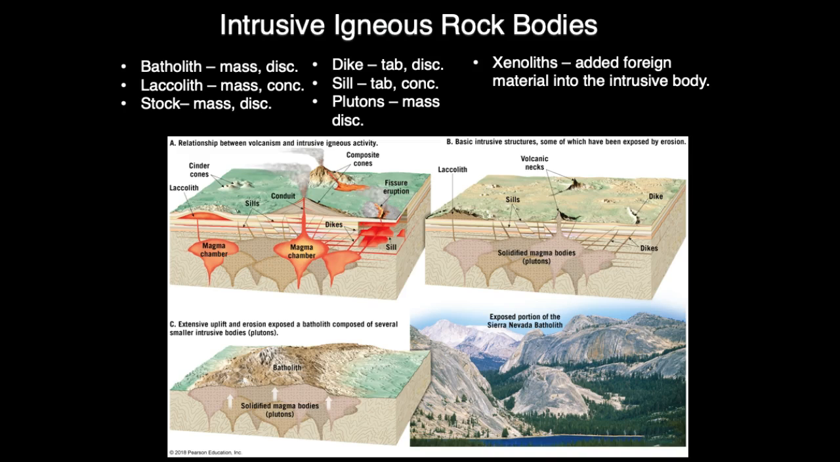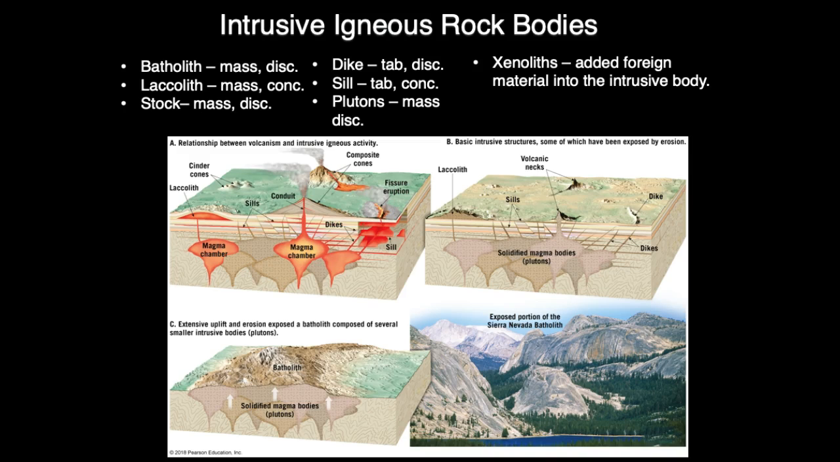But it may be complicated to reconstruct the history that brought those events to be, from the formation of those intrusive igneous bodies all the way upwards to the surface, even by studying them at the surface. So in the picture on the slide, there are many different intrusive igneous bodies. Some of them are more tabular, some of them are more massive. So I refer to the ones that are massive as mass, and to the ones that are tabular as tab.